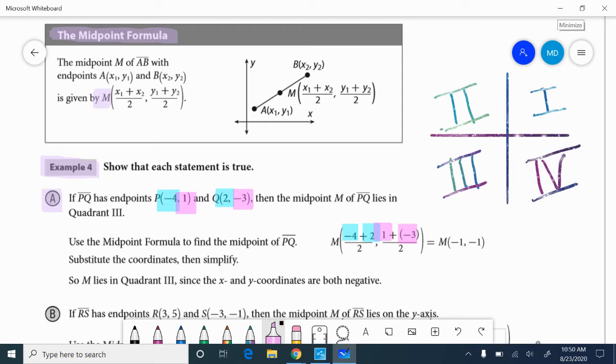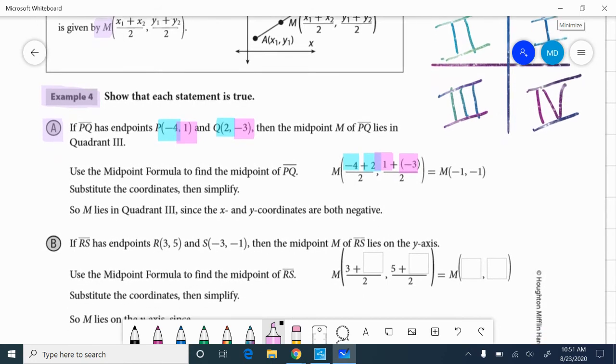And once you have that sum, you divide each of those by 2, and that's where they're getting this negative 1, negative 1. Because negative 4 plus 2 is negative 2, negative 2 divided by 2 is negative 1. 1 plus negative 3 is negative 2, divided by 2 is negative 1. All right, so M lies in quadrant 3 since X and Y coordinates are both negative. It's been proven.